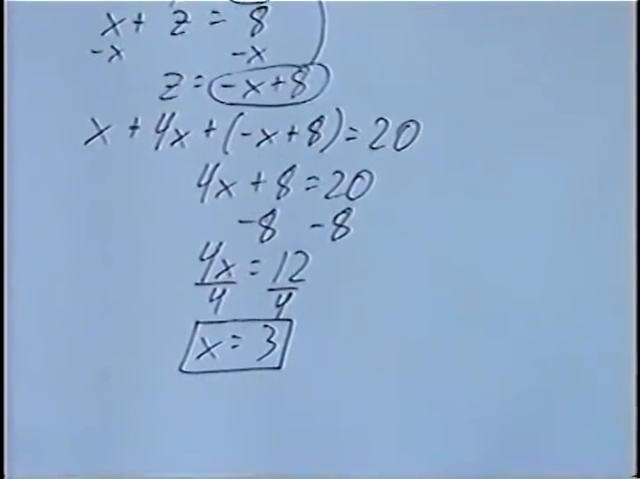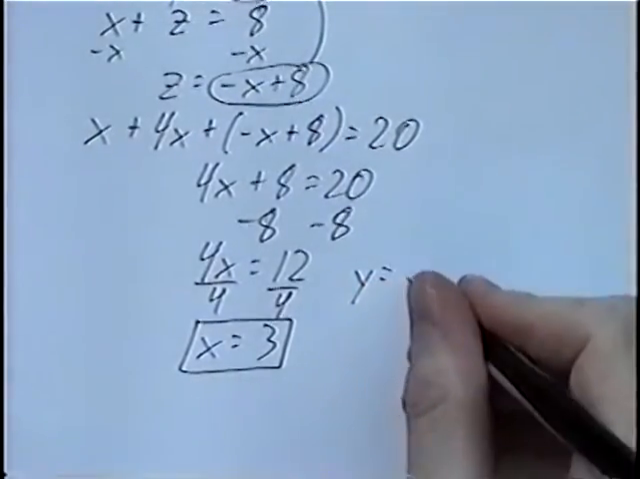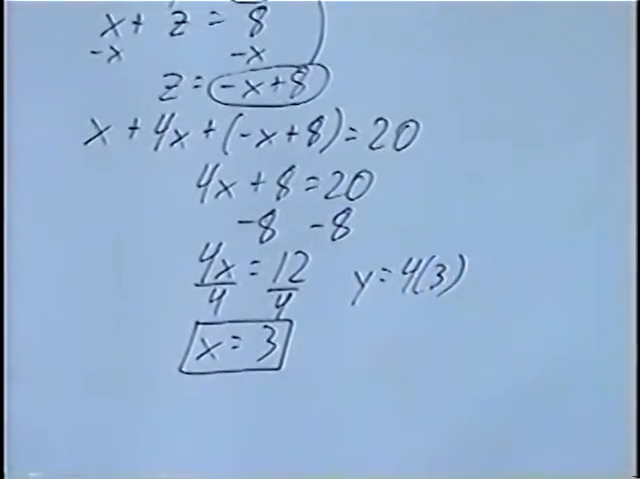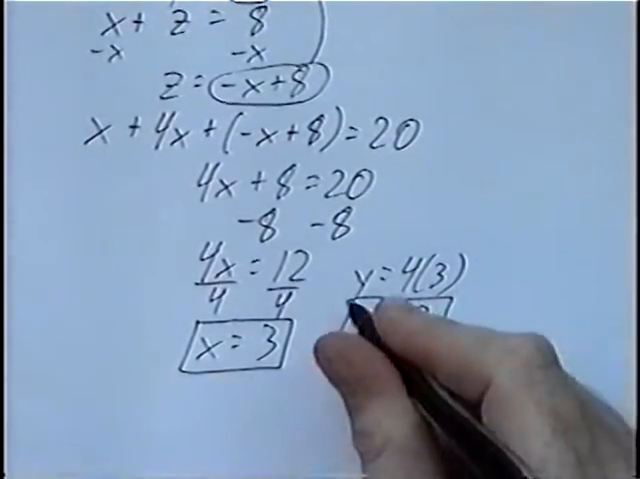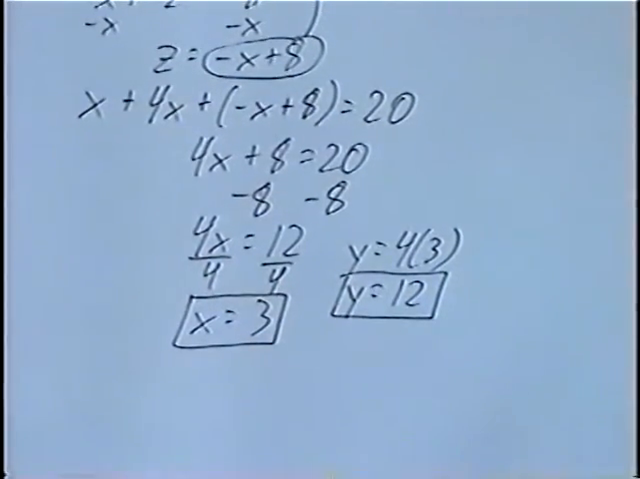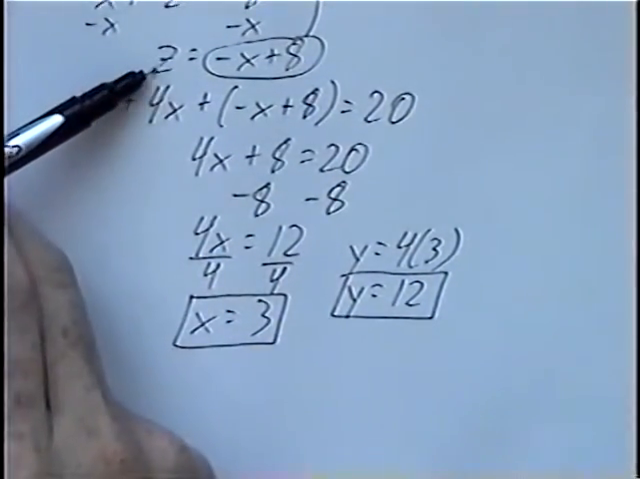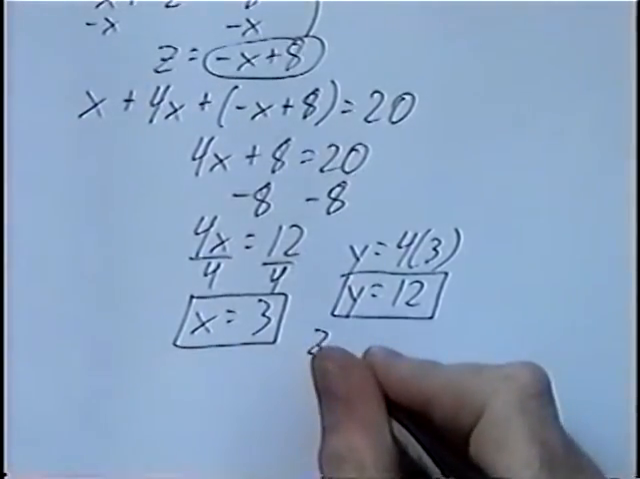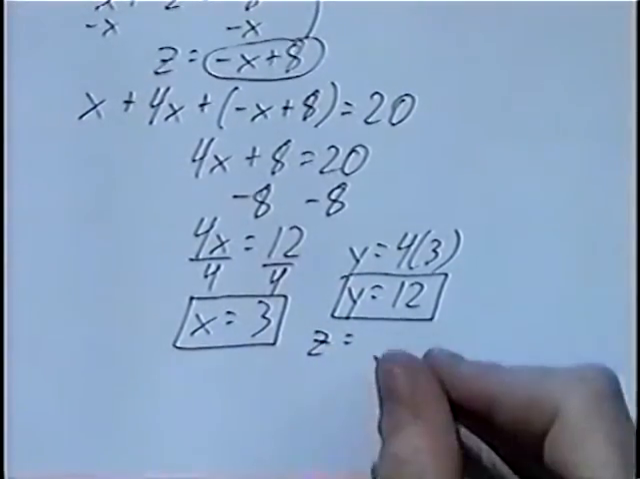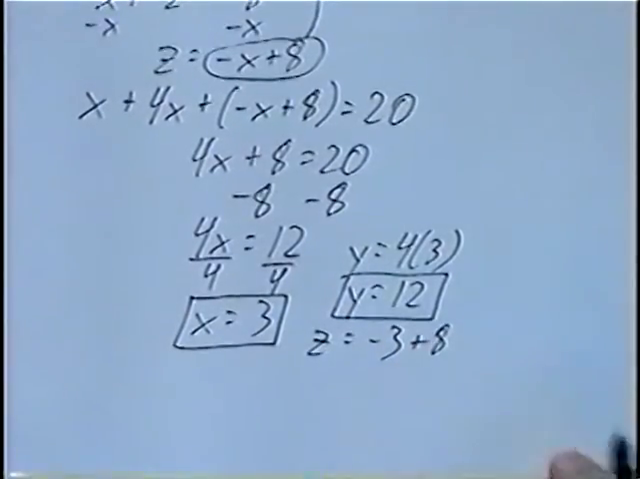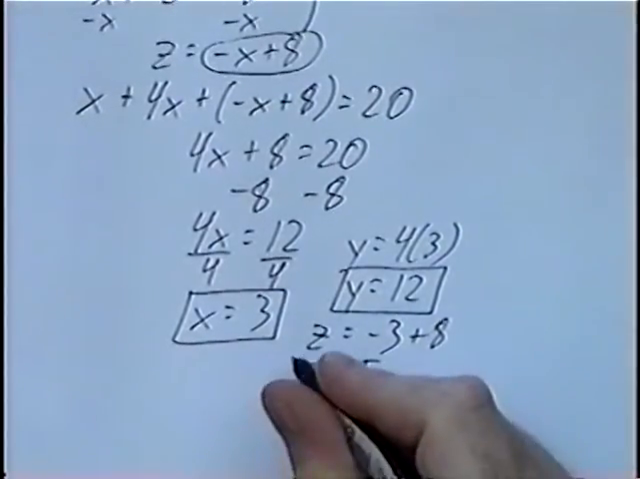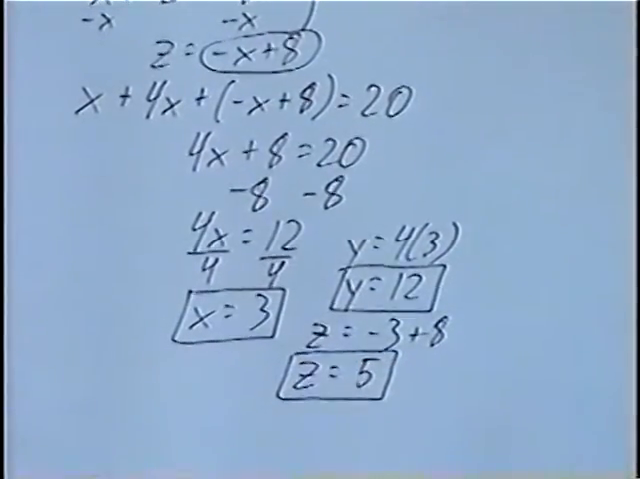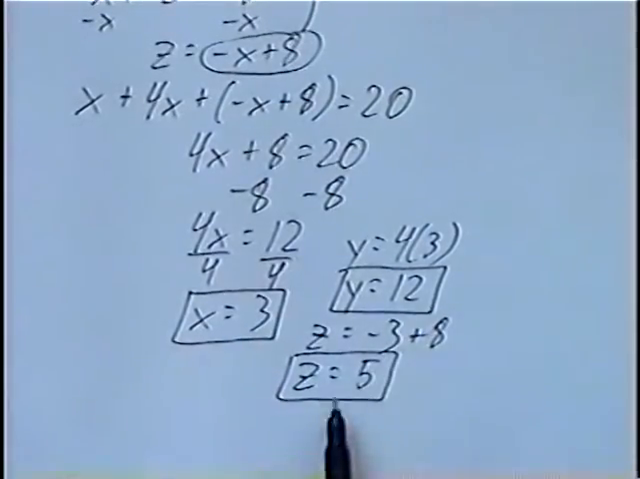Once we solve for one variable, then we can solve for the others. The second equation was y equals 4 times x. We can replace x with 3, so y would equal 12. And the last equation that we created, z equals negative x plus 8. z would equal negative x, which would be negative 3, plus 8. So z would equal positive 5. So our three numbers would be 3, 12, and 5.